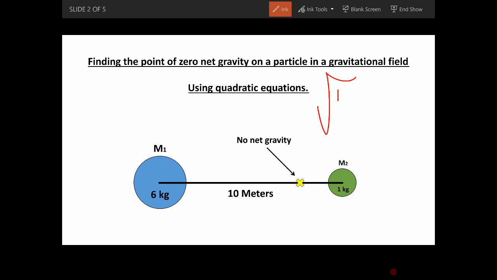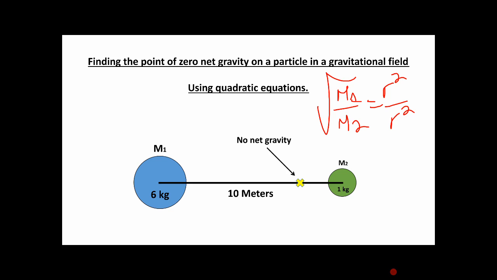This is the square root of mass 1 divided by mass 2 equals r squared over r squared. And that is a standard equation for large masses, so reference the Earth and the Moon for argument's sake. So they would ask, where would there be zero or no net gravitational force between the Earth and the Moon? And they would use that equation. But today we're going to be using the quadratic equation for a change.